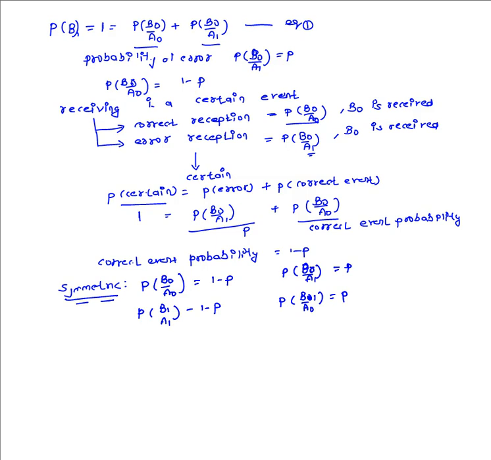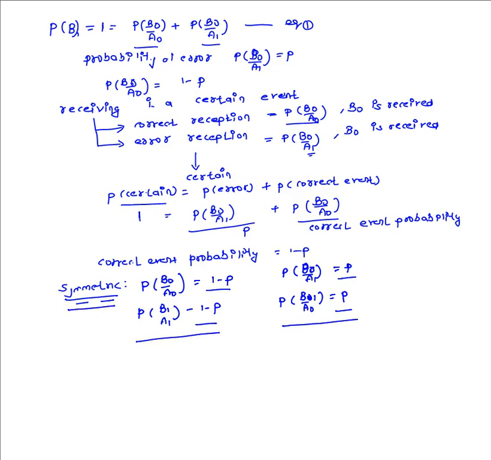The probability of 0 is received when 0 is transmitted is 1 minus p. Similarly, due to symmetricity, the probability of 1 is received when 1 is transmitted is 1 minus p. Similarly, the probability of 0 is received when 1 is transmitted is p, the probability of error, and also the probability of 1 is received when 0 is transmitted is p, the probability of error. So these two probabilities are the same and also these two probabilities are the same. In such a case, it is called a symmetric channel.